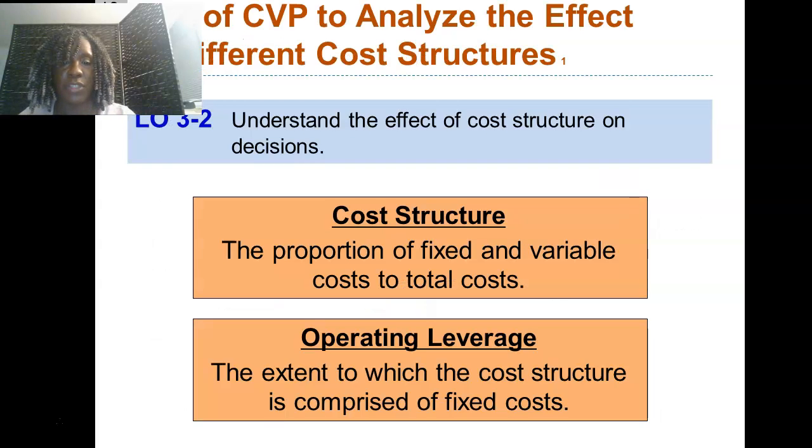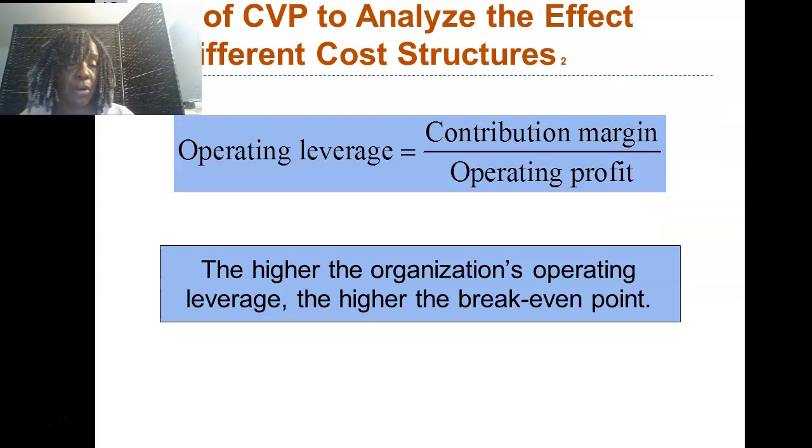So what we want to understand is how we can use cost volume profit analysis to analyze our costs. What's the relationship between our fixed costs and our variable costs in light of total costs, and also how we can, I would say, structure our costs in operating leverage. How can we leverage our organization in such a way where we can better understand our profit in light of fixed costs as well as our variable costs?